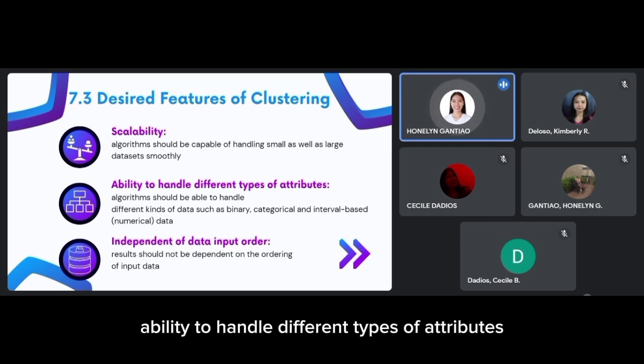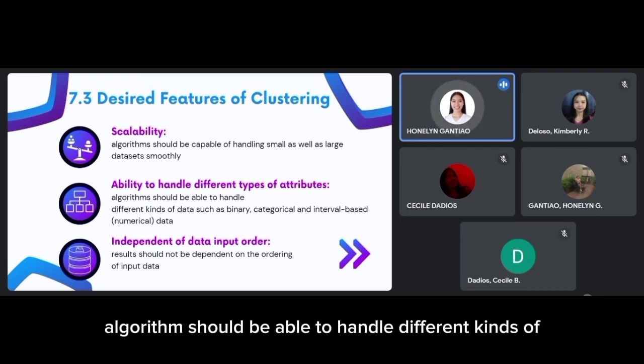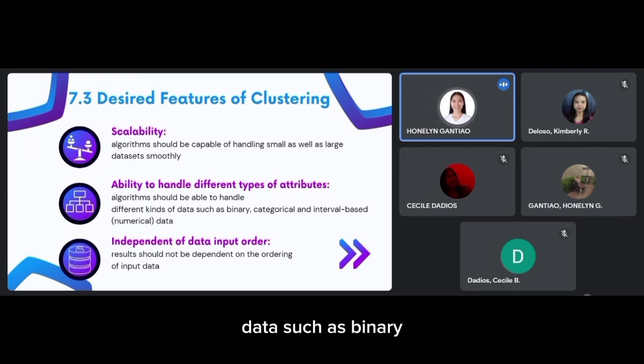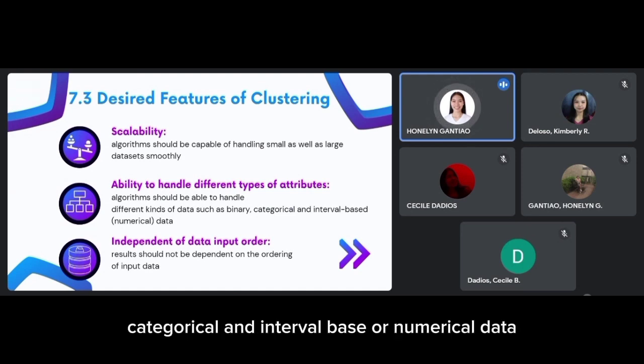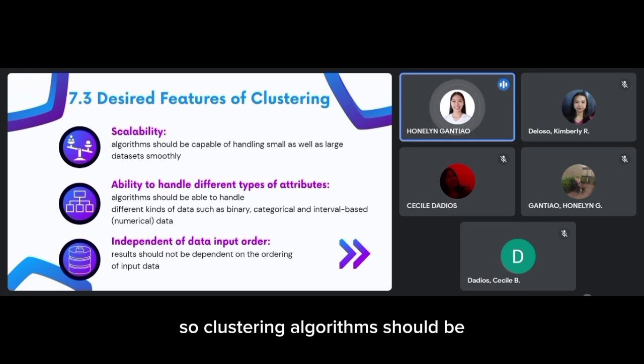Second one, ability to handle different types of attributes. Algorithms should be able to handle different kinds of data, such as binary, categorical, and interval-based or numerical data. So clustering algorithms should be versatile enough to handle different types of data attributes.